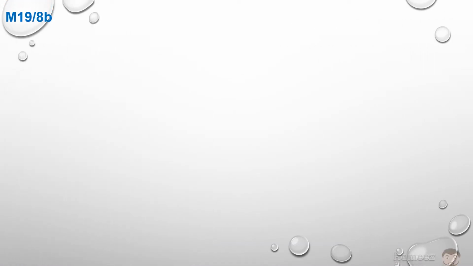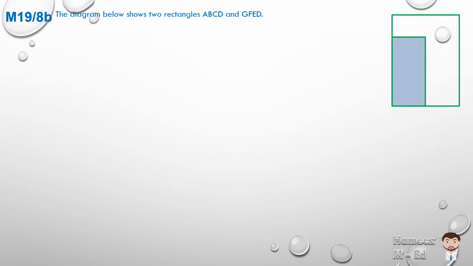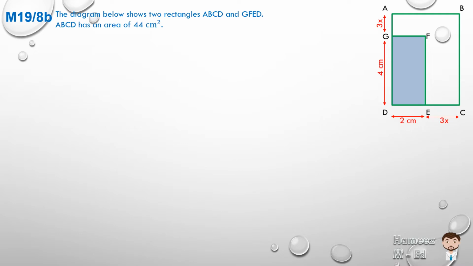May 2019, number 8b. The diagram shows two rectangles: ABCD, that's the larger rectangle, and GFED, the smaller rectangle, which is shaded. ABCD has an area of 44 centimeters squared. GFED has sides 4 centimeters and 2 centimeters. AG is equal to EC, which is equal to 3x centimeters.